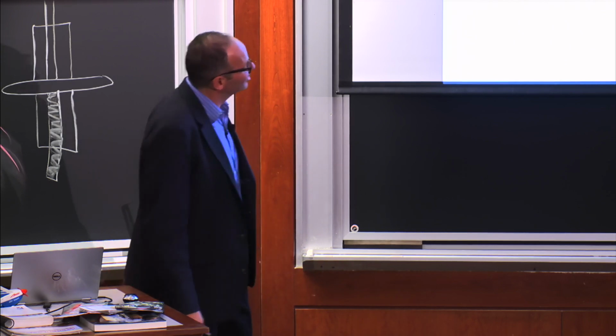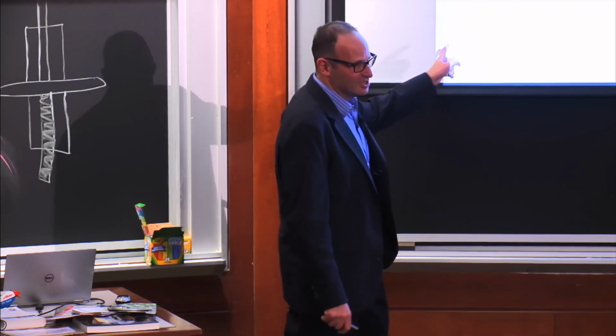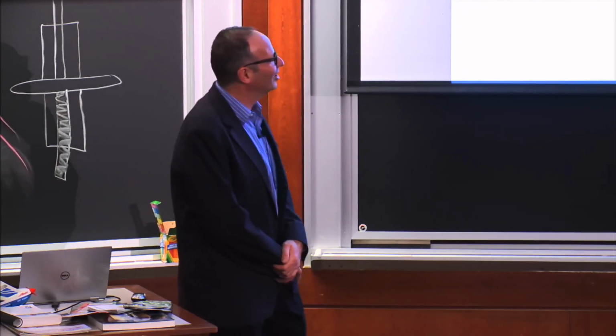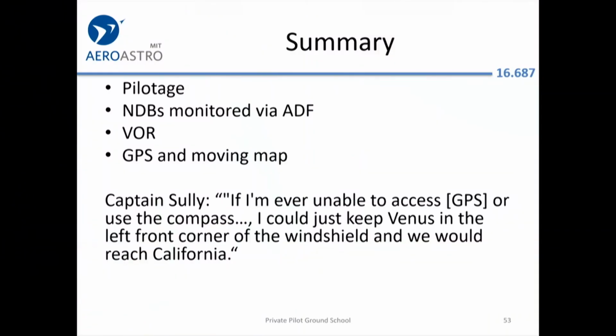All right, so this is for Francis. This is a quote from Captain Sully's book, the single pilot Airbus hero, according to most of you. So he's got a failed GPS and a failed compass, Francis. He says he could just keep Venus in the left front corner of the windshield and we would reach California. What else could Captain Sully have done as an alternative to using Venus?